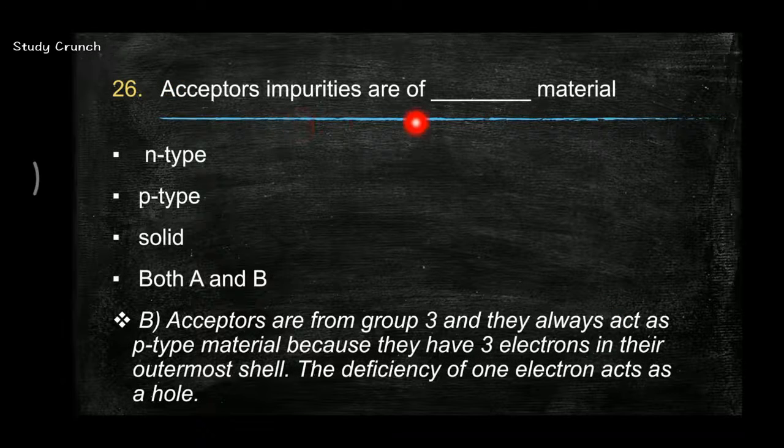Next, acceptor impurities are of which material out of these 4? So the answer will be p-type material. We know that acceptors are from group number 3 and they always act as p-type material because they have 3 electrons in their outermost shell. So the deficiency of 1 electron acts as a hole.